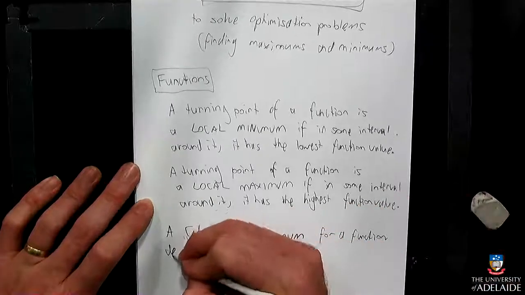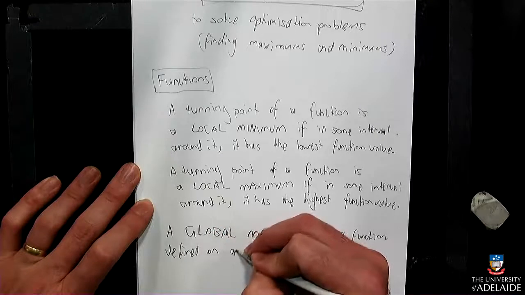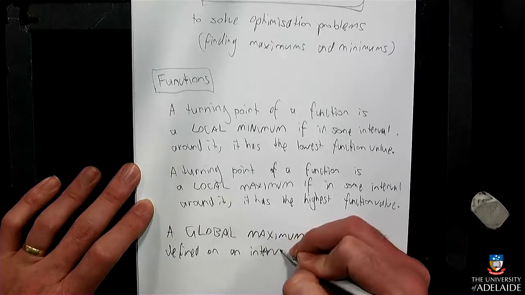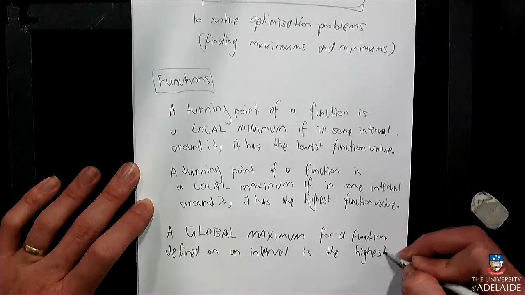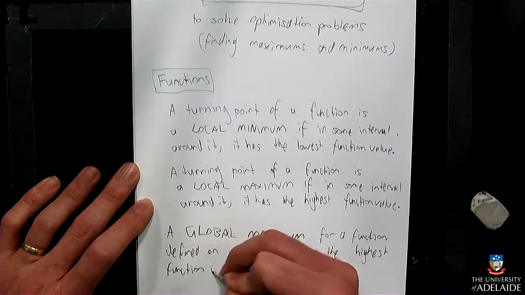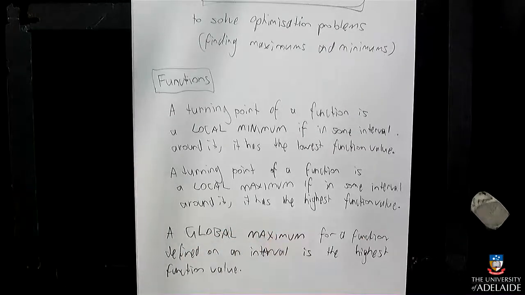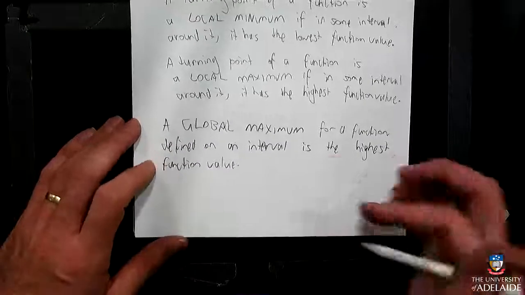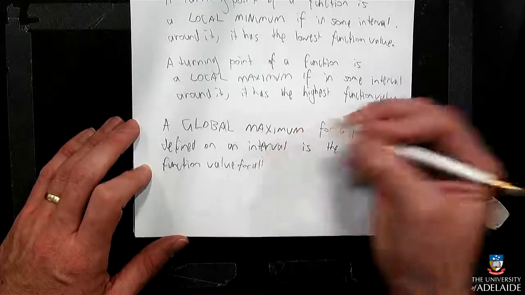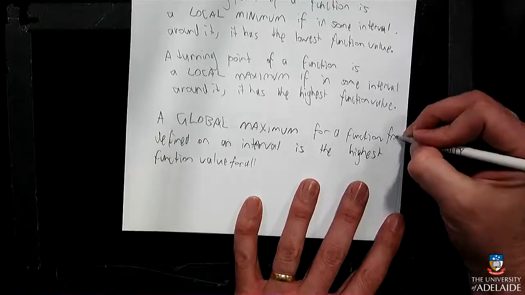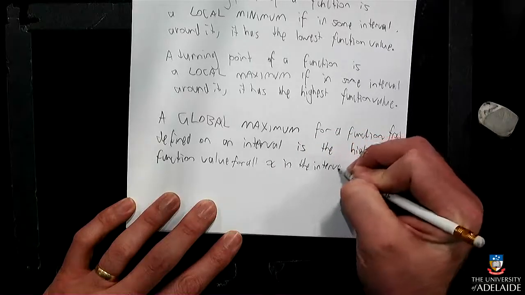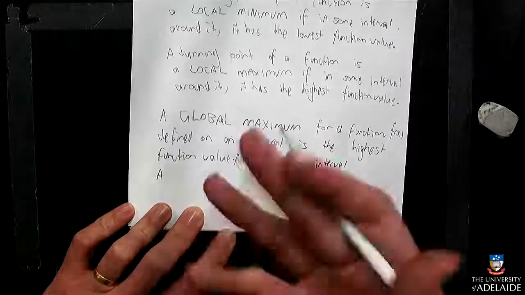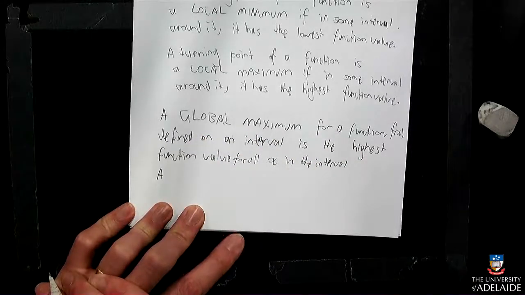for a function defined on an interval is the highest function value. Okay. And a global minimum is the lowest function value. I'm just going to call the function f of x, highest function value for all x in the interval. So what I'm doing here is writing some mathematical definitions of these things, because definitions are important to mathematicians.